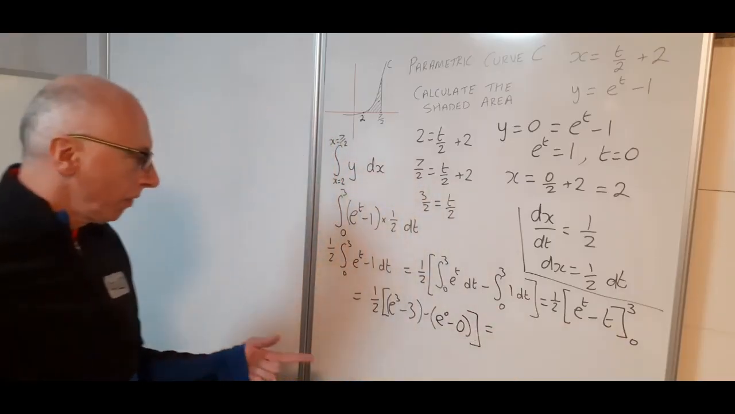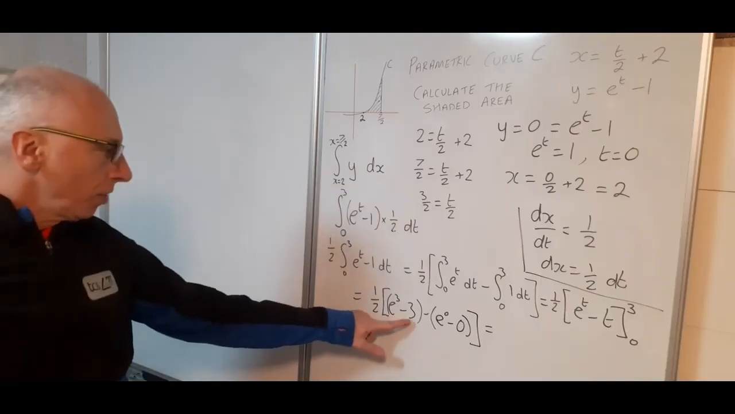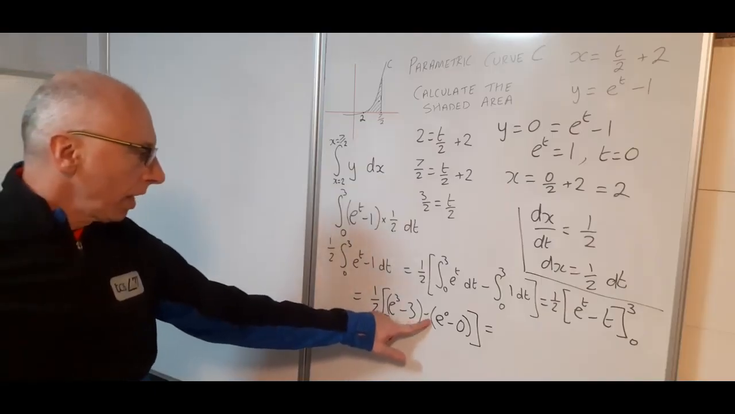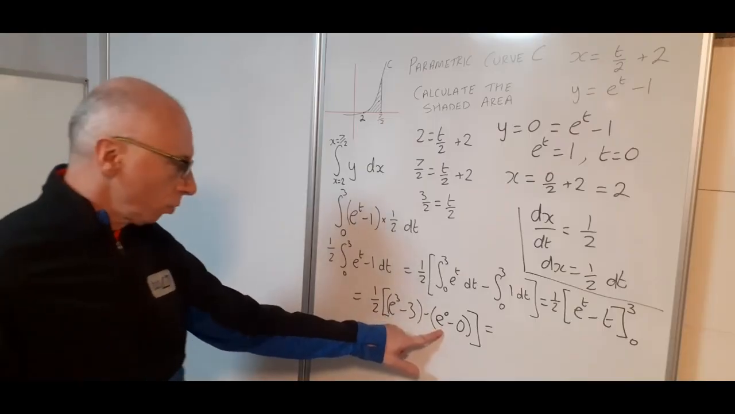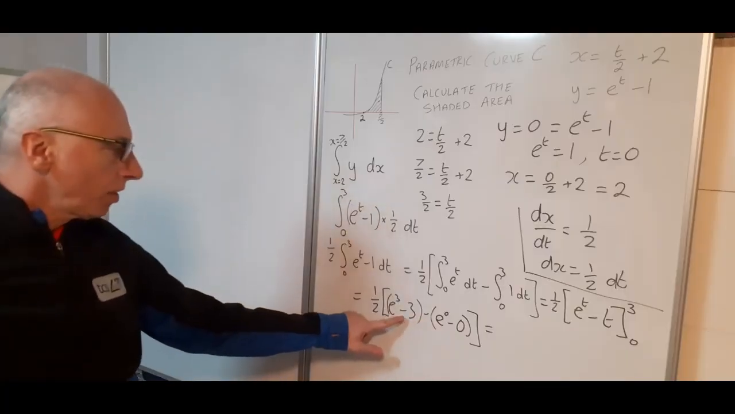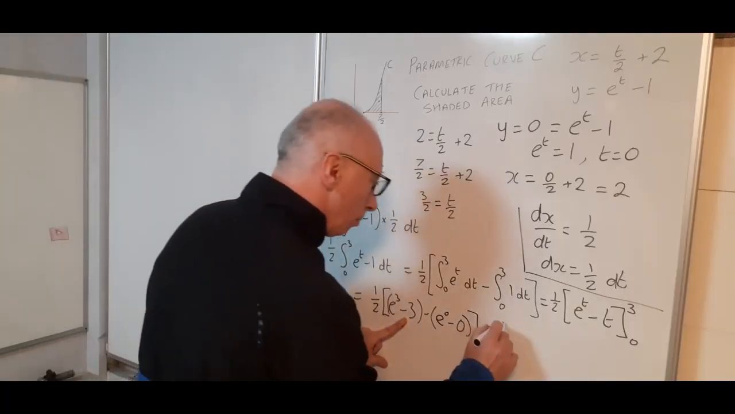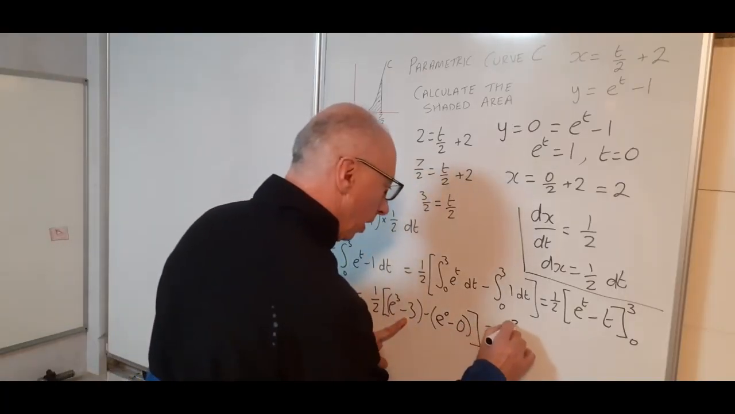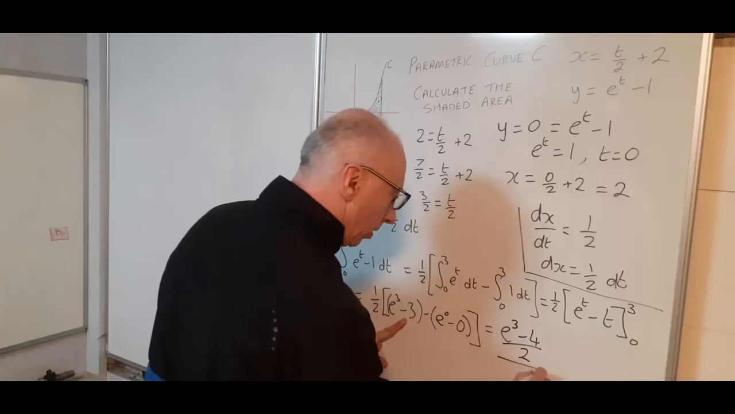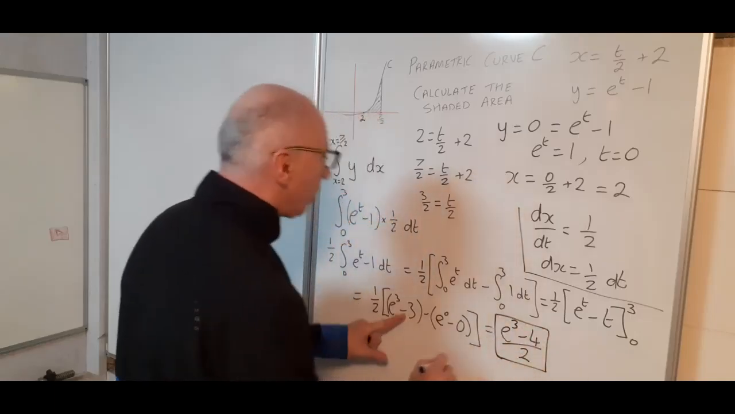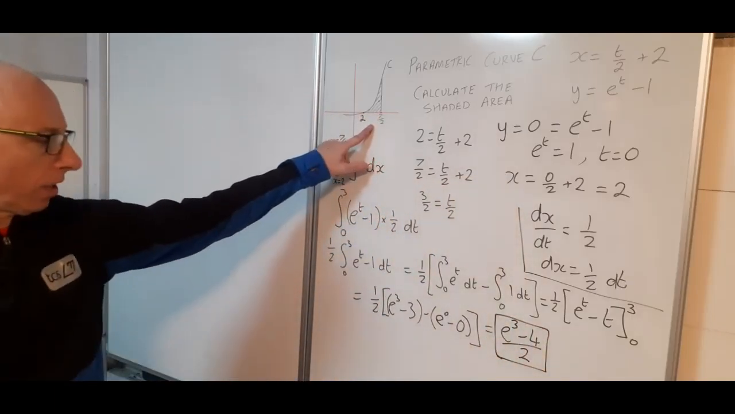So now I can simplify things. So I've got e to the 3 minus 3 minus e to the 0. E to the 0, this is just 1. So now I've got e to the 3 minus 4 multiplied by a half. So I've got e to the 3 minus 4 divided by 2. And that would be the area under this curve.